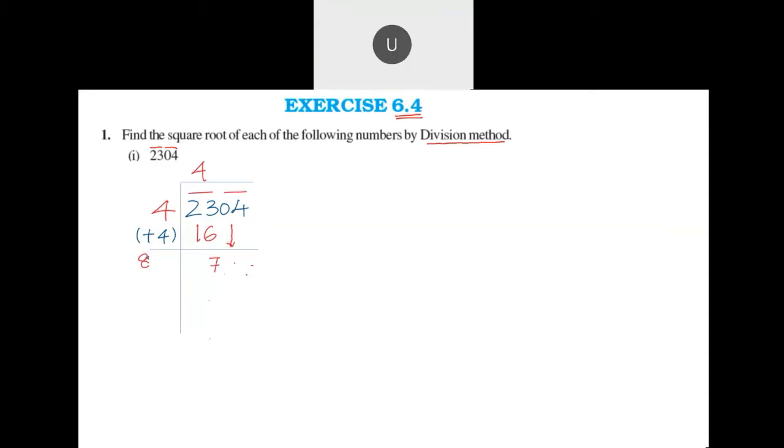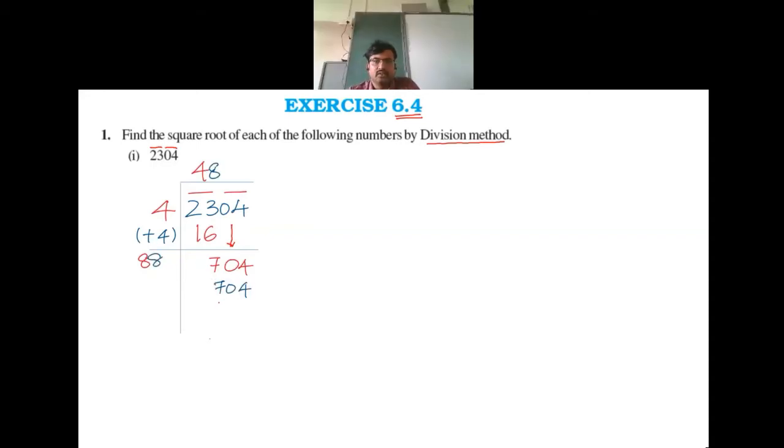Now we have to bring down this group together. It is 04, along with the 8. 88, and exactly, we get 0 as a remainder. So the square root is 48.